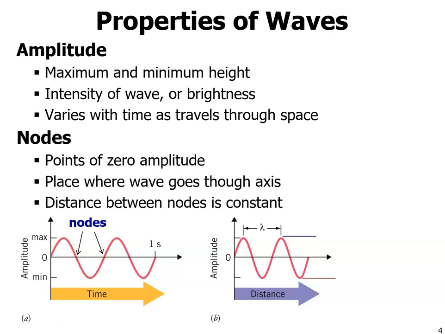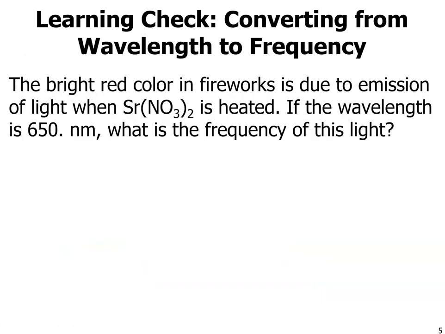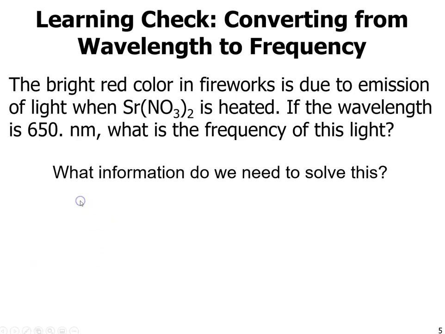I'd like to use some of the information that we just discussed in terms of wavelength, the frequency, and the speed of light to solve this problem. Here we have the bright red color in fireworks, which is due to an emission of light when strontium nitrate is heated. If the wavelength is 650 nanometers, what is the frequency of this light? So the question is, what information do we need to solve this problem?